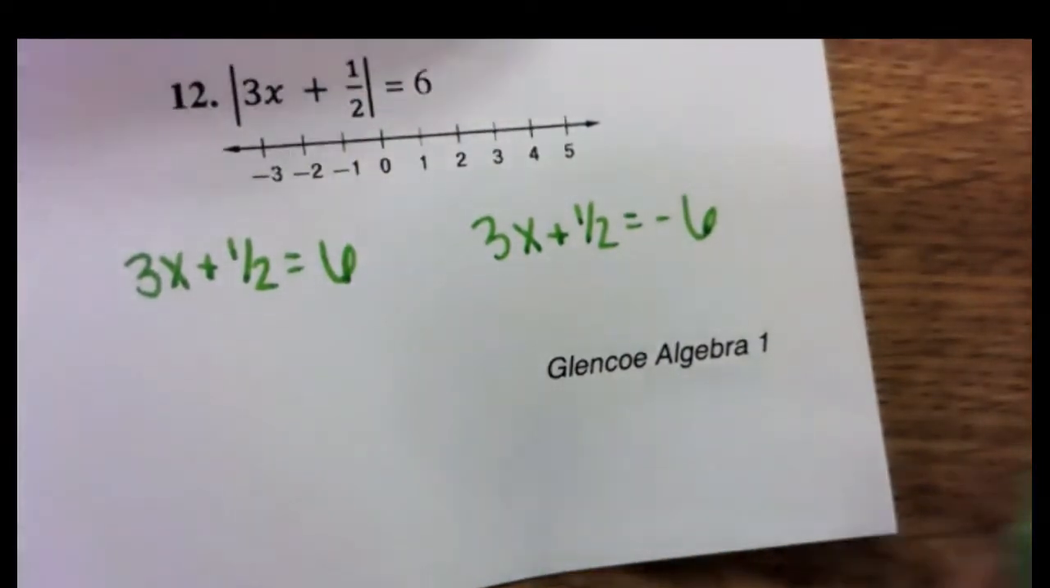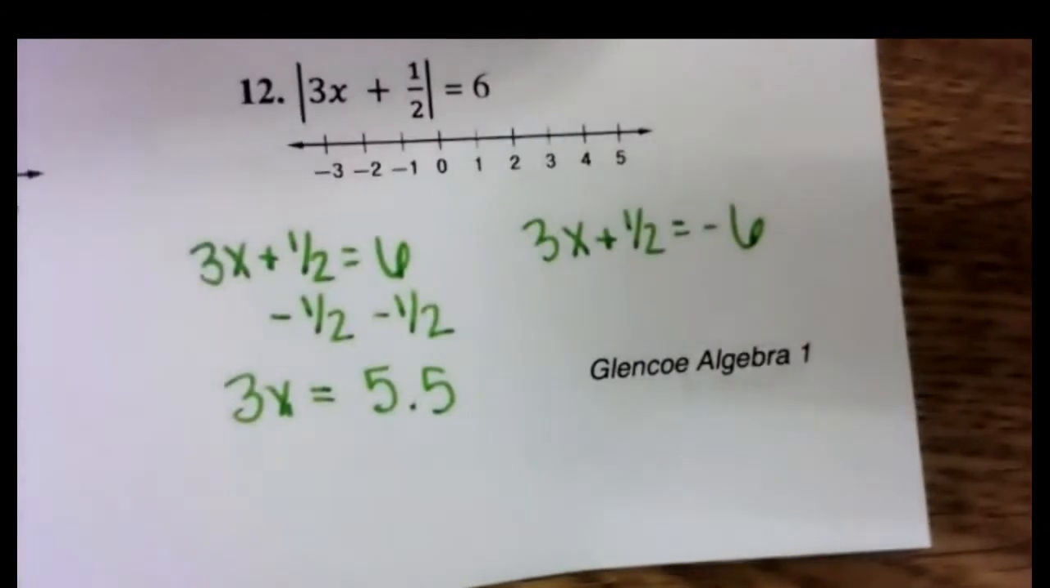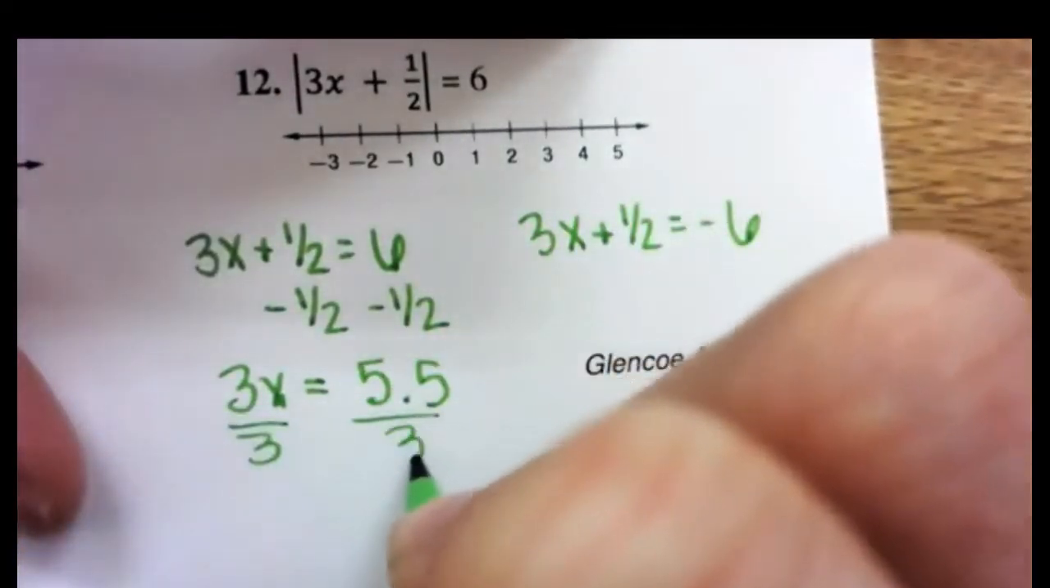And then we work to solve for x. So you'll subtract the half. And if you like decimals, that would be 5.5. If you like fractions, then it would be 11 halves. And then you would divide that by 3.